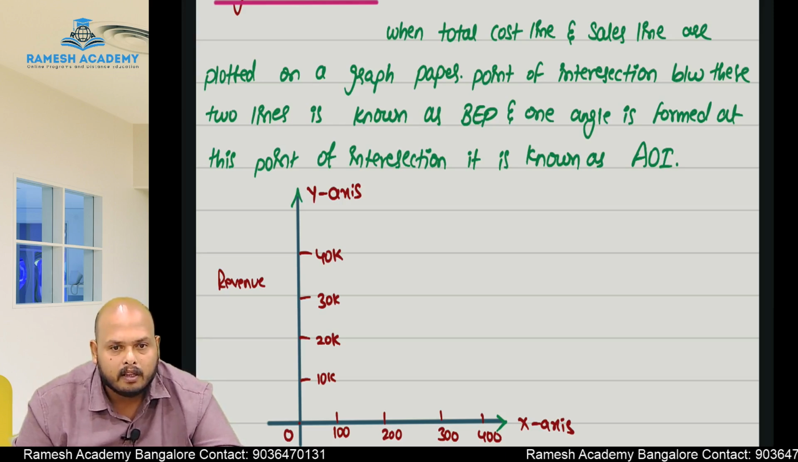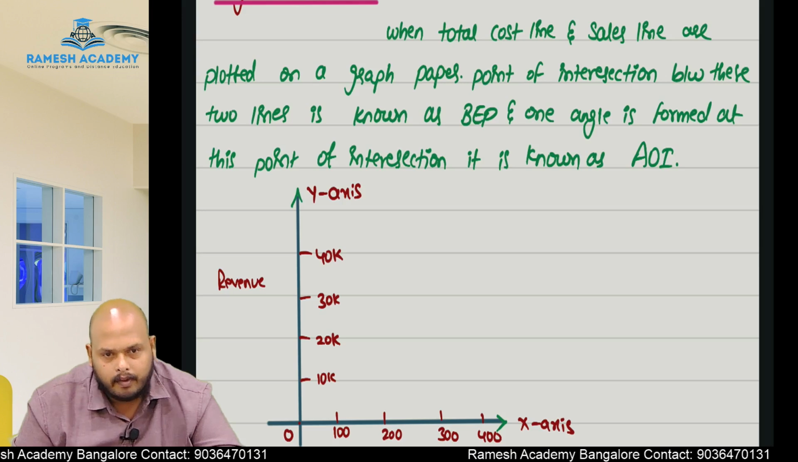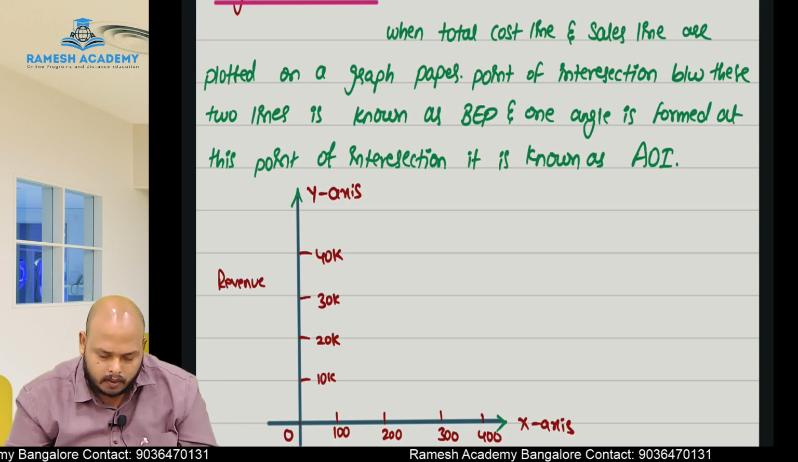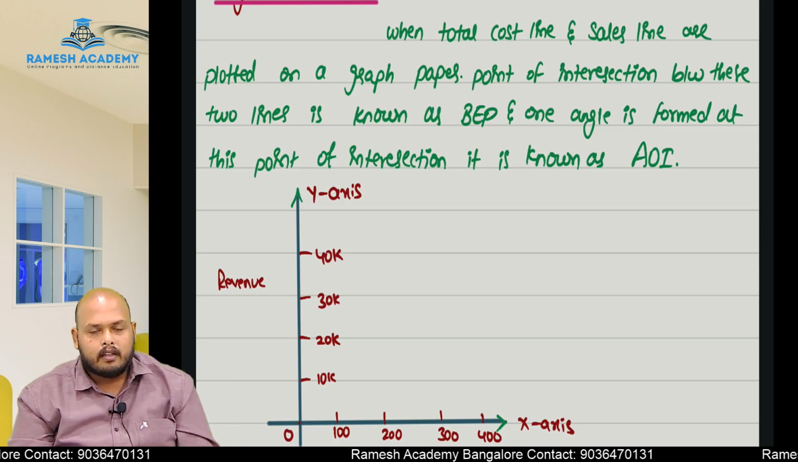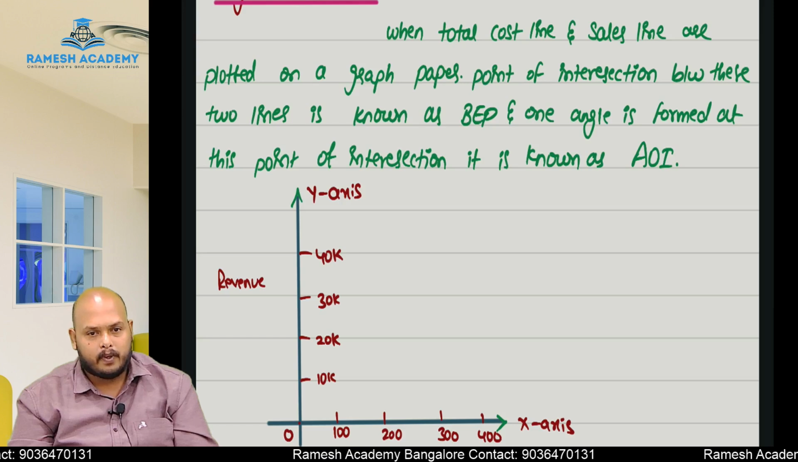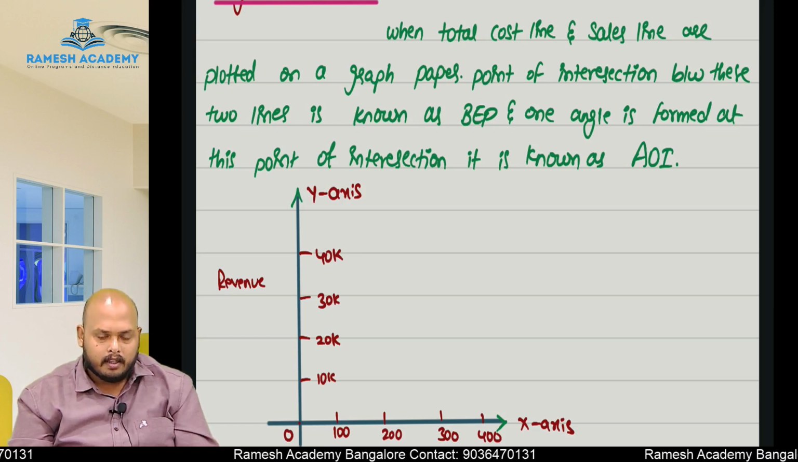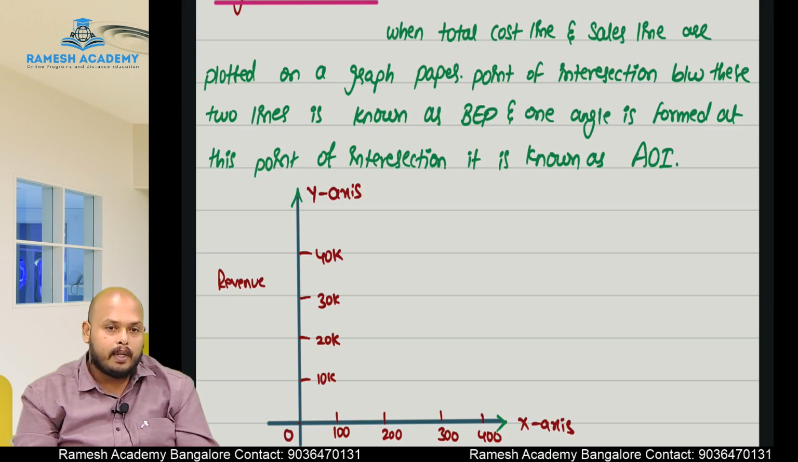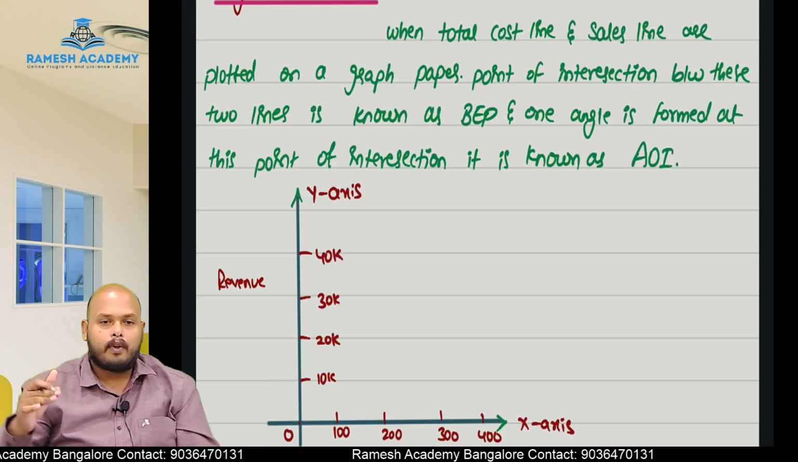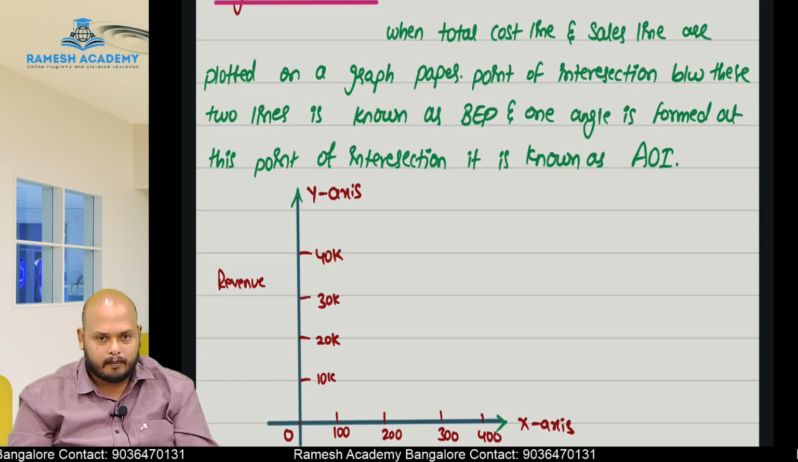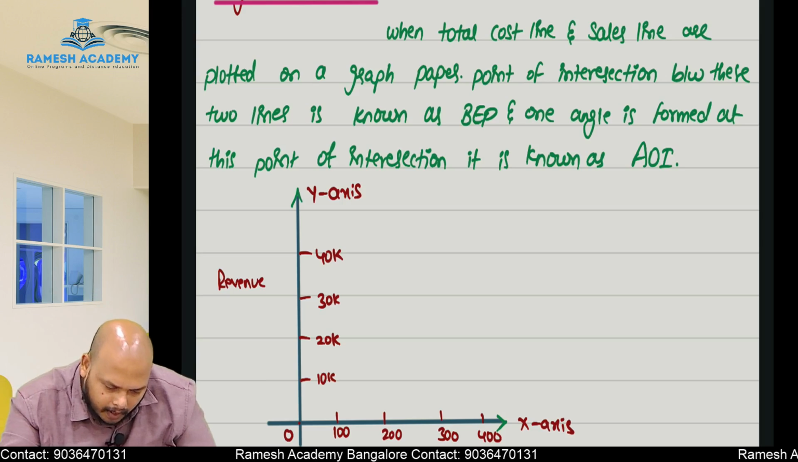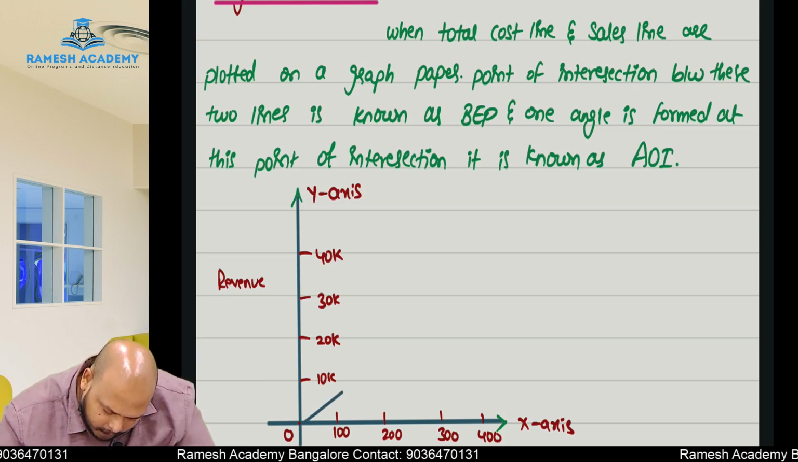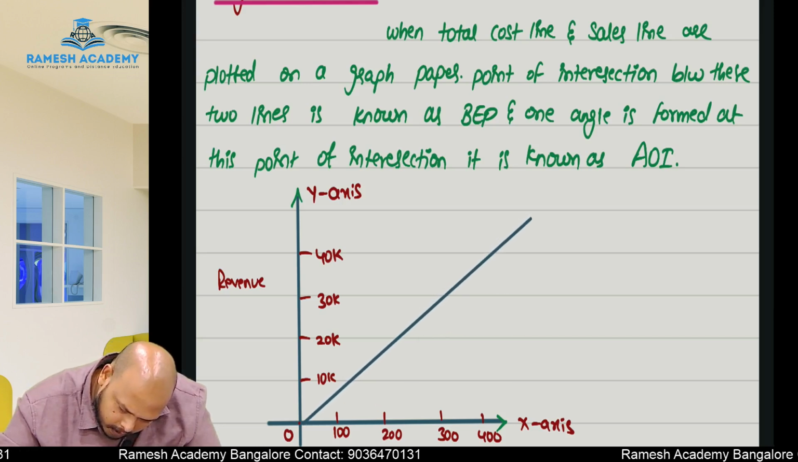Now let us see sales. When sales is 0 units, what is the sales revenue? 0. When it is 100 units, and the selling price per unit is 100, sales value will be 10,000. When units is 200, sales value will be 20,000. When units is 300, sales value will be 30,000. When units is 400, sales value will be 40,000. That is, as the number of units increases, sales revenue is also increasing. So if you are plotting, the line will start from the point of origin and it will go like this.